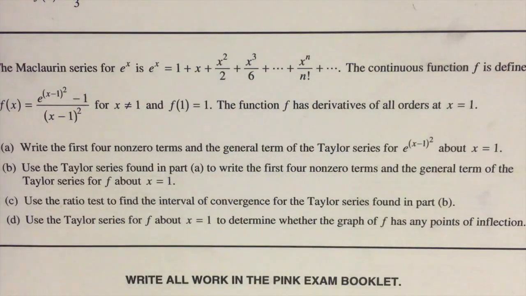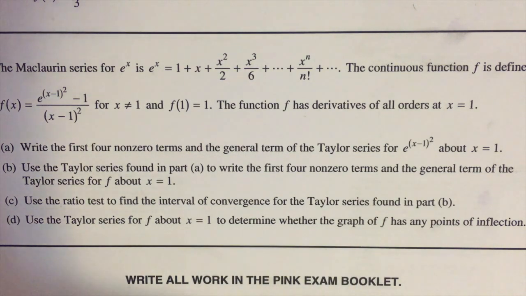The question states the Maclaurin series for e to the x is e to the x equals 1 plus x plus x squared over 2 plus x cubed over 6 plus ... plus x to the n over n factorial. The continuous function f is defined by f of x equals e to the (x minus 1) squared, minus 1, over (x minus 1) squared for all x such that x is not equal to 1, and f of 1 equals 1. The function f has derivatives of all orders at x equals 1.